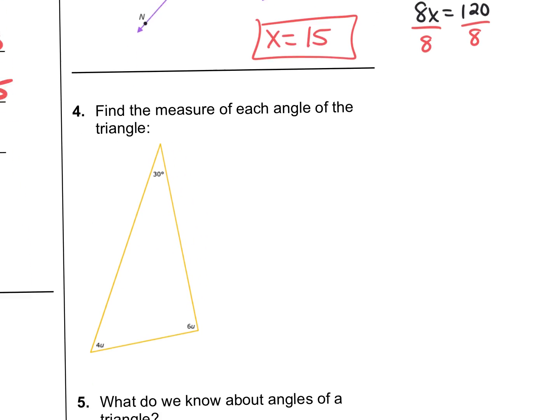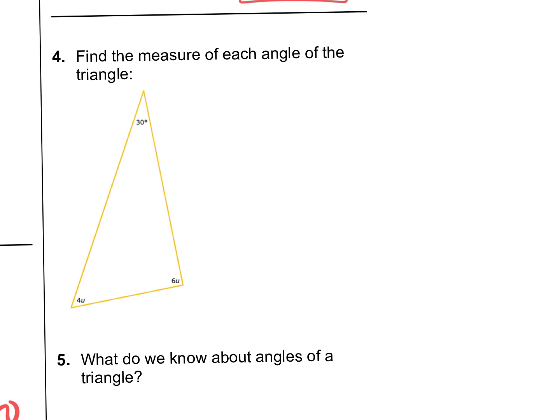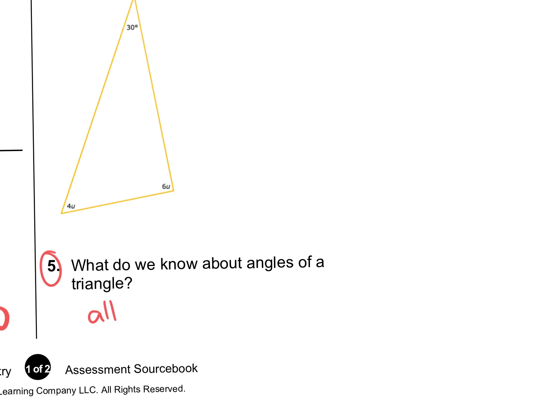Number 4. This is about section 2.3. I want to talk about number 5 first because that's going to help us out a little bit. It says, what do we know about angles of a triangle? They all have to equal 90. Yeah, all angles, write this down if you don't have it, all angles add up to 180. Now, doesn't matter what kind of triangle it is. As long as it has 3 sides, you know all angles add up to 180 degrees.